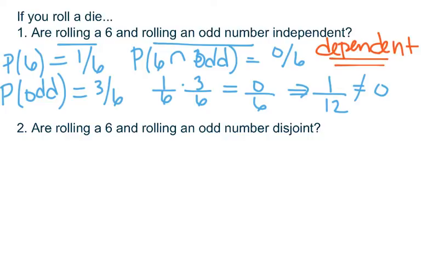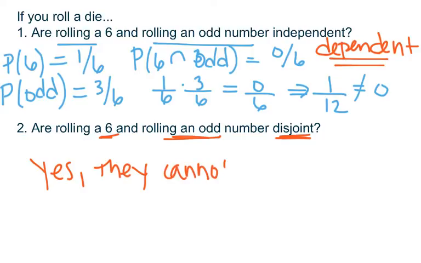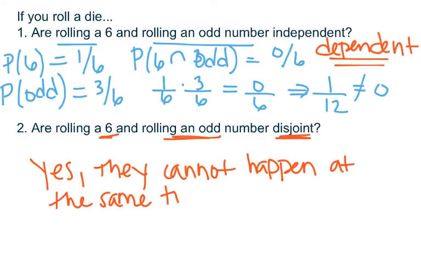Okay, so then disjoint, I just used the other word this time, so same as mutually exclusive that we said before. Because rolling a 6 and rolling an odd, those cannot happen at the same time. 6 is an even number. So we would say in this case, yes, they cannot happen at the same time. And so those are two different examples of the difference between those terms.